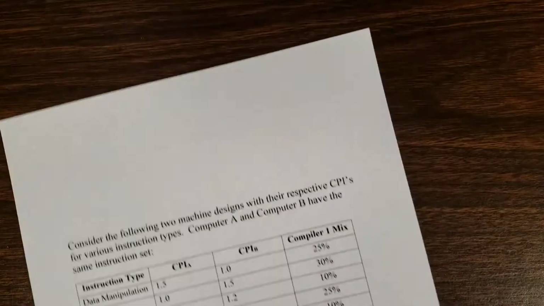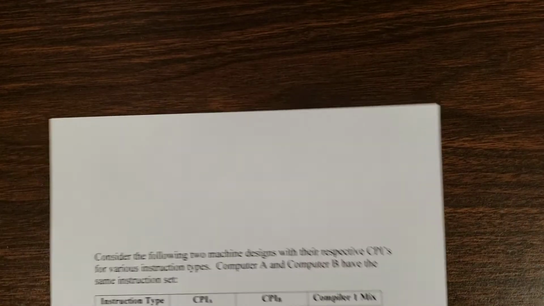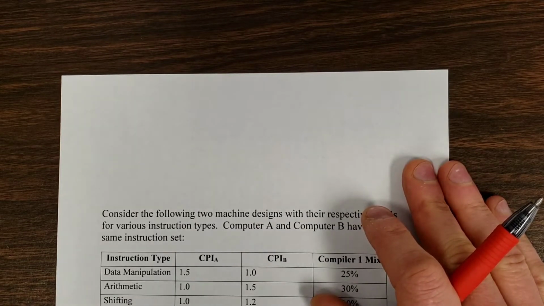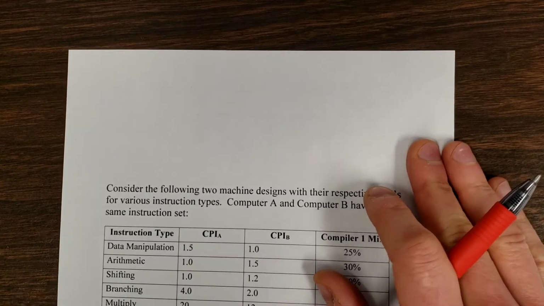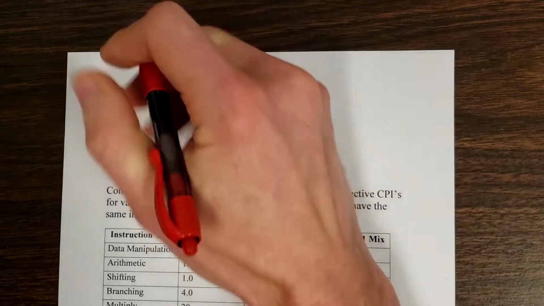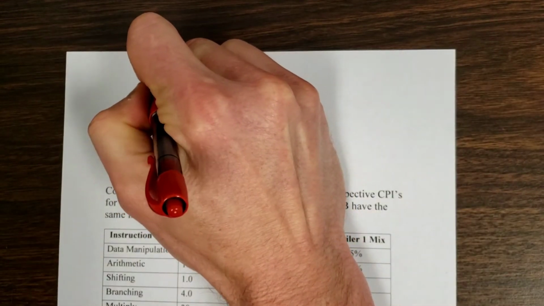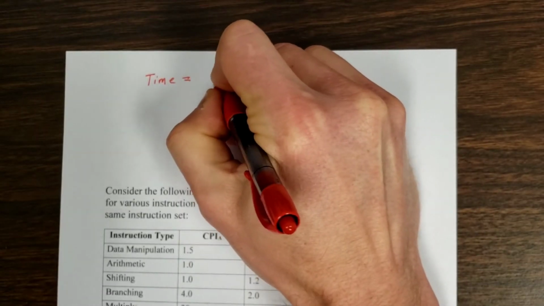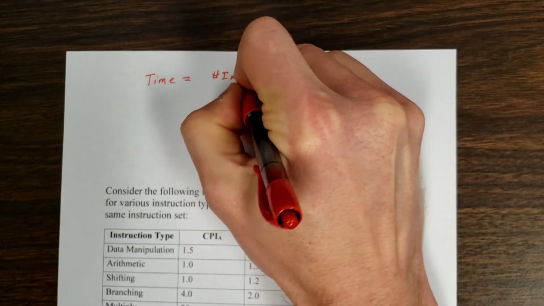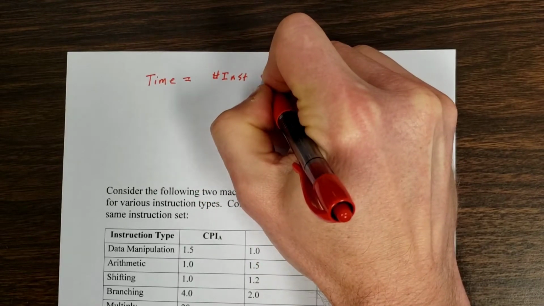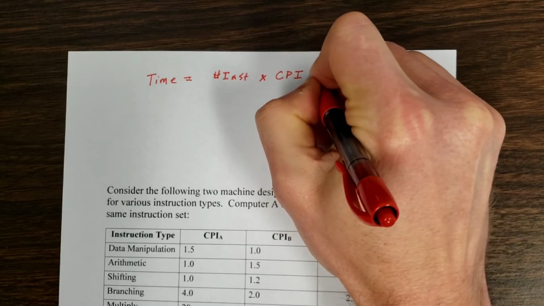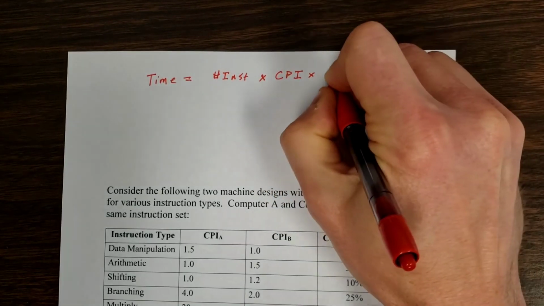So before we begin, I'll just remind you that the basic formula in Hennessy and Patterson for the time that it takes to complete a particular task or program is going to be given by the product of three different factors. So the time is always equal to the number of instructions times the CPI times the cycle time.